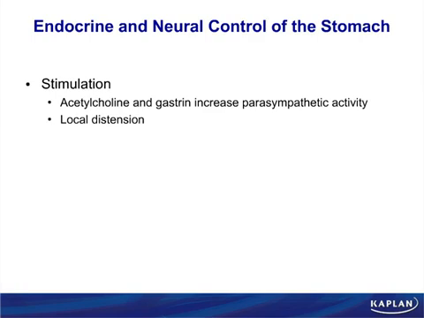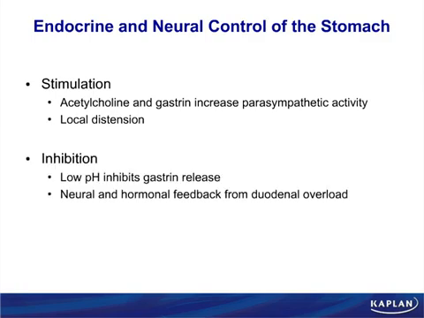Now, the stimulation of acetylcholine and gastrin increase parasympathetic activity. Well, in one sense, you could say that parasympathetic activity is acetylcholine. This is local distension or stretch because it's a smooth muscle sensation. Now, acid has feedback inhibition on gastrin. Gastrin increases parasympathetic activity, and parasympathetic activity increases gastrin. So remember that the only one of the GI hormones that's under feedback inhibition is gastrin.